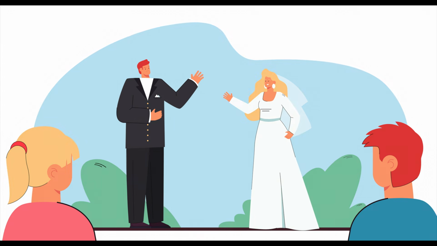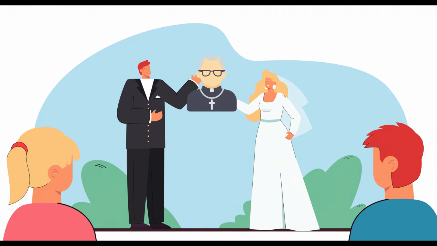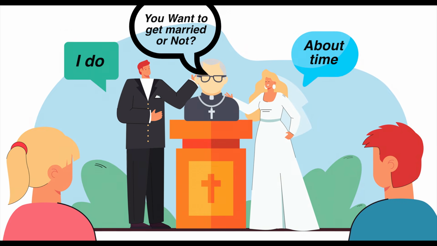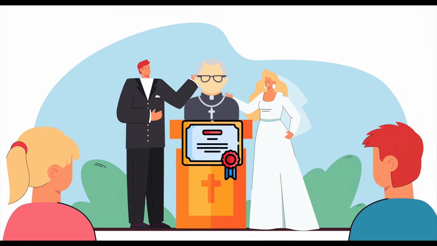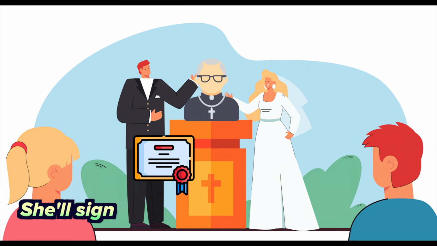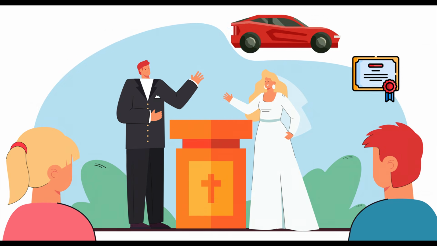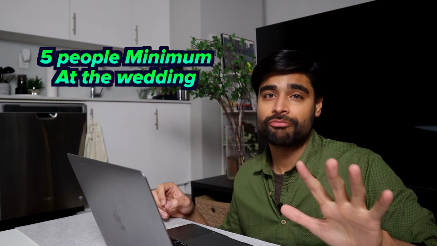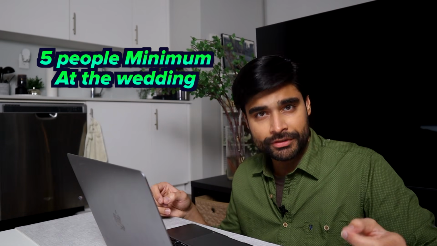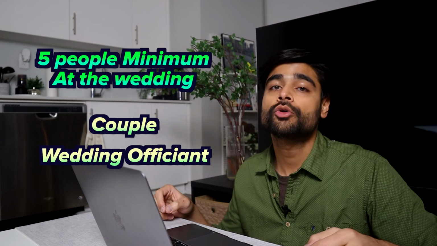On the day of your wedding, the person marrying you, meaning your officiant, will visit the place you want to get married at. They will perform the marriage ceremony, complete the marriage license, and have you and your witnesses sign the marriage license. One witness to sign for each partner. So a minimum of 5 people have to be present at your wedding. Obviously the couple, the wedding officiant, and 2 witnesses.